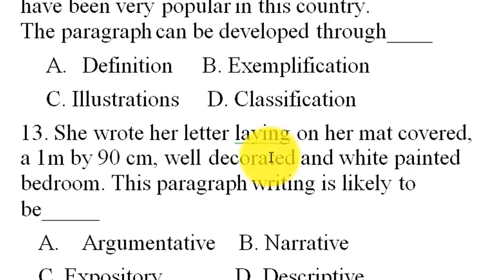She wrote her letter lying on her mat covered a 1 meter by 9 centimeter well decorated and white painted bedroom. Clear. This paragraph writing is likely to be, it's not argumentative, it's not expository, it's not narrative, it's called what? Completely descriptive, because there is a describing object here, which is in a bedroom.